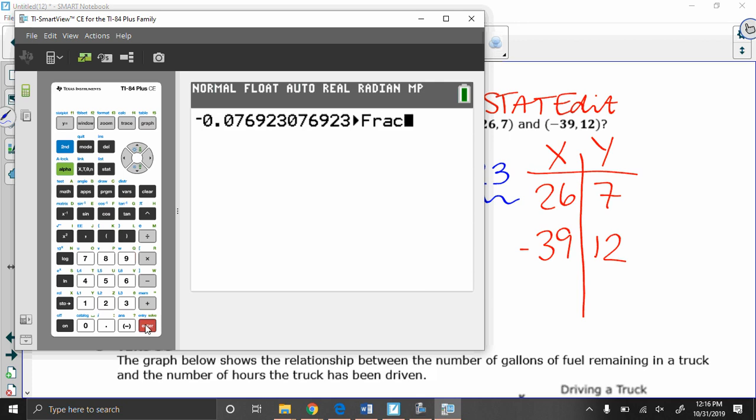Math, enter, enter. And we get negative 1/13.